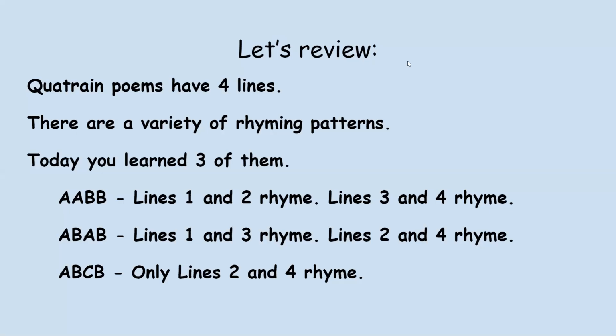Okay, guys, so let's review what I've just taught, that quatrain poems have 4 lines, and that there are a variety of rhyming patterns, but today I only shared 3 of them with you. We learned that the AABB pattern has to have lines 1 and 2 rhyme and lines 3 and 4 rhyme. We learned the ABAB pattern where lines 1 and 3 rhyme and lines 2 and 4 rhyme. And then we also learned the ABCB rhyming pattern where only lines number 2 and 4 have to rhyme.